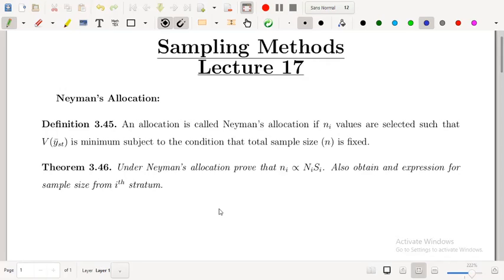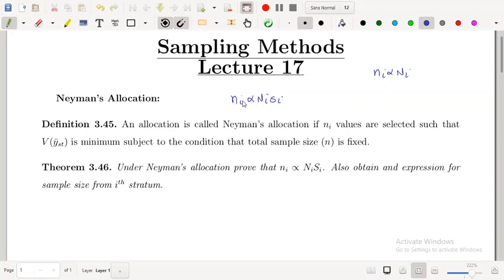Hello students, in the last lecture we had seen proportional allocation, where ni is directly proportional to Ni, meaning from large strata take a large number of observations. Here we are going to see Neyman's allocation, where ni is directly proportional to NiSi. We are going to prove this one.